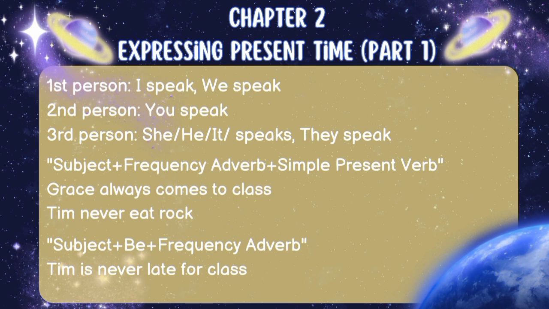Have, do, and go have irregular forms for third person singular. Have to has, do to does, go to goes. The simple present negative. I, we, you, they plus do not plus main verb. She, he, it plus does not plus main verb. We can contract it to don't and doesn't. For example, I do not drink tea. I don't drink tea. He doesn't drink tea. He does not drink tea.